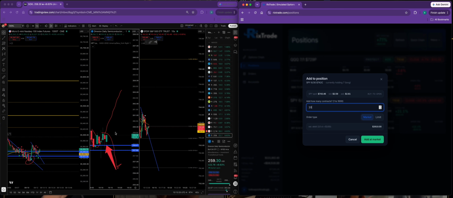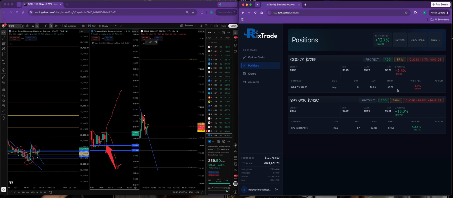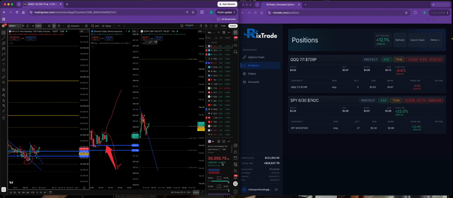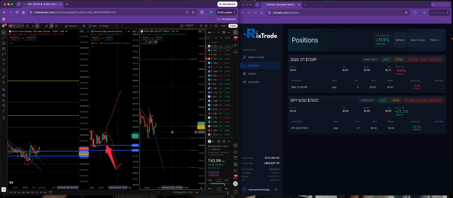So we're going to go ahead and add right here prematurely, 10 contracts here. A little bit oversized, so I have 17 contracts. So I have about 4,000 to 1,500. QQQ is up. QQQ is up 1.01%, so it's up 1% on the day.